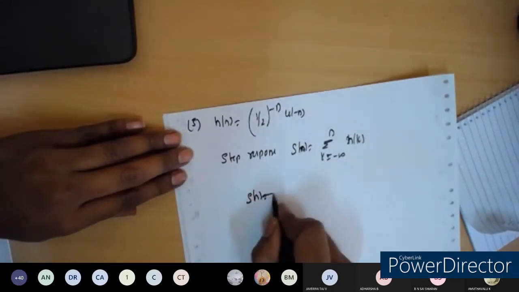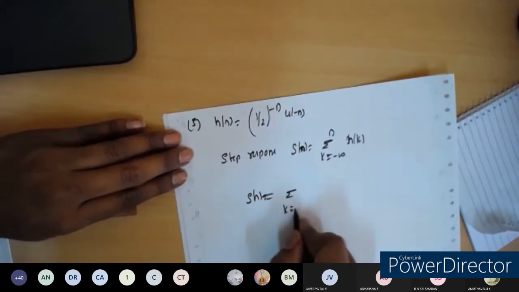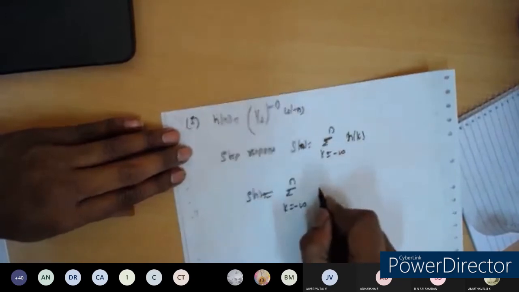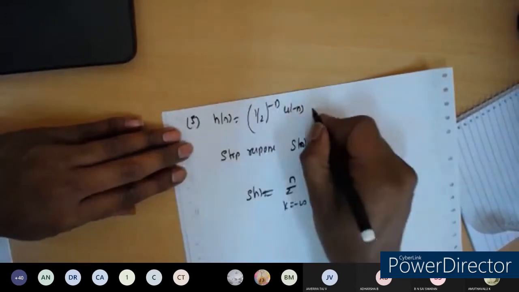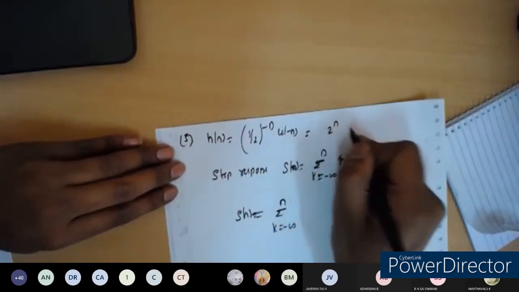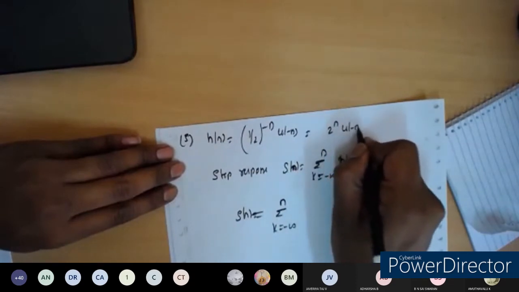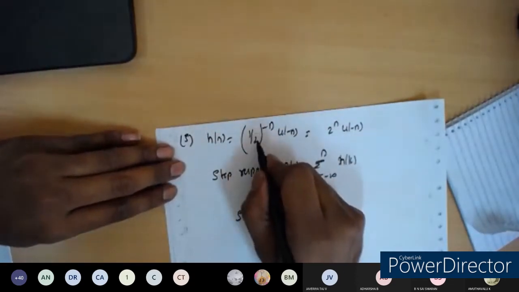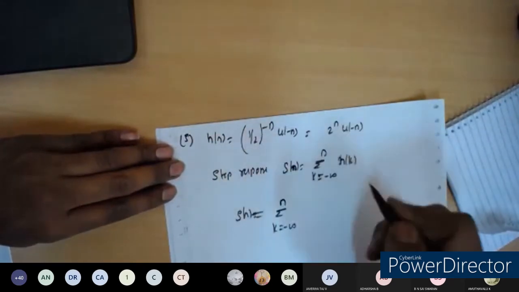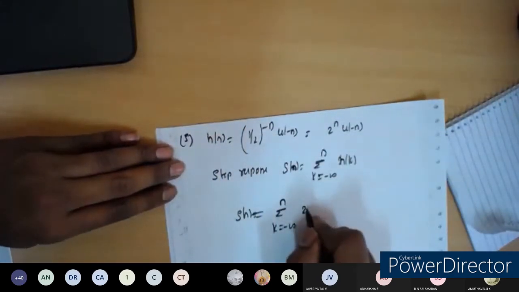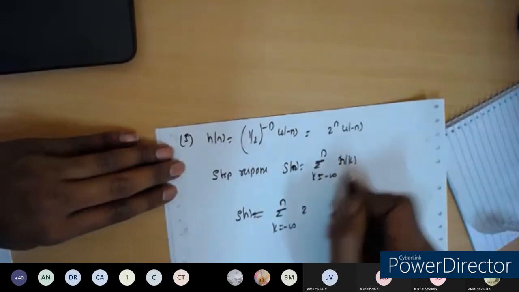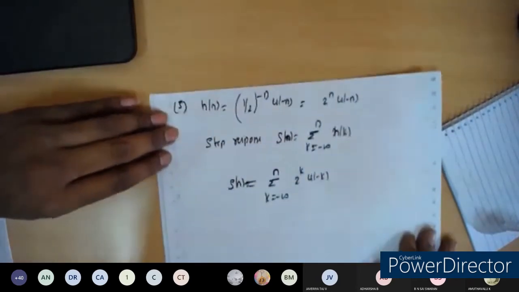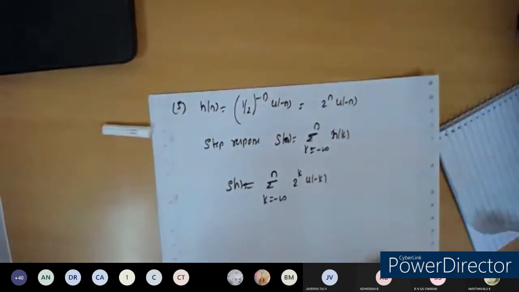Let us substitute here. So summation k is equal to minus infinity up to n. So this is 1 by 2 to the power of minus n. We can write this one as 2 to the power of plus n into u of minus n. Can we write like this? Because 1 by 2 inverse is nothing but 2 will get here. 2 to the power of n into u of minus n. So since we want k here, it is 2 to the power of k into u of minus k.